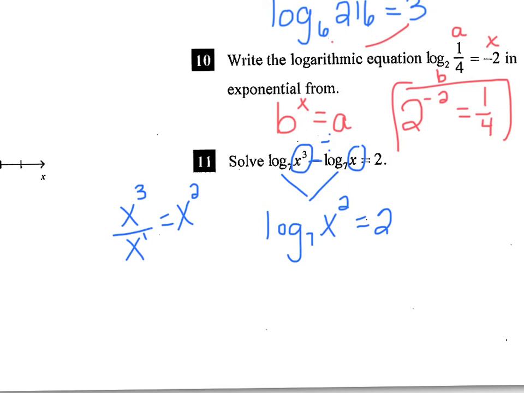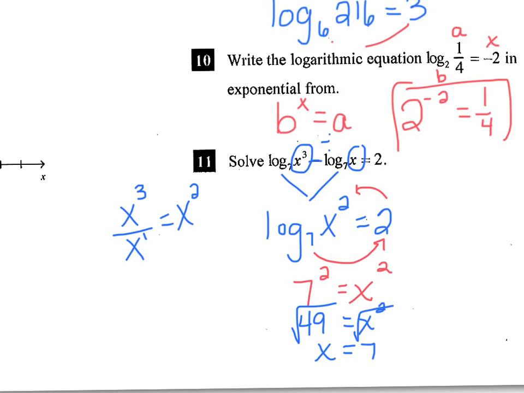So we'll rewrite it in exponential form. 7 to the 2nd power equals x squared. So if we kept going, we could say 49 equals x squared, and square root both sides, and you'd get x equals 7.